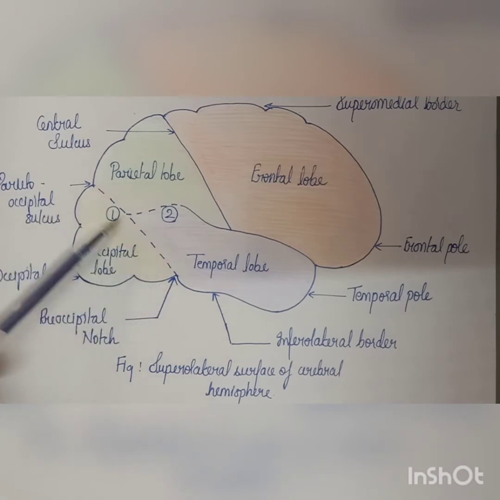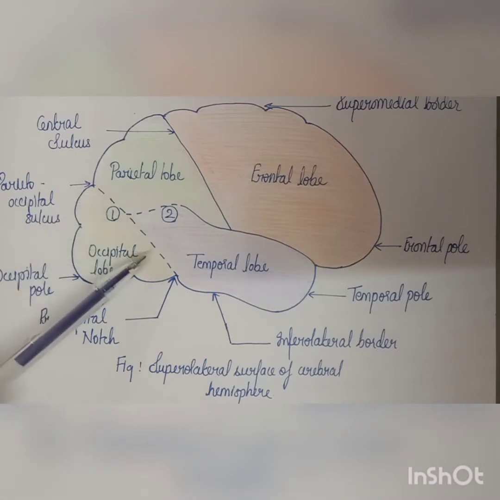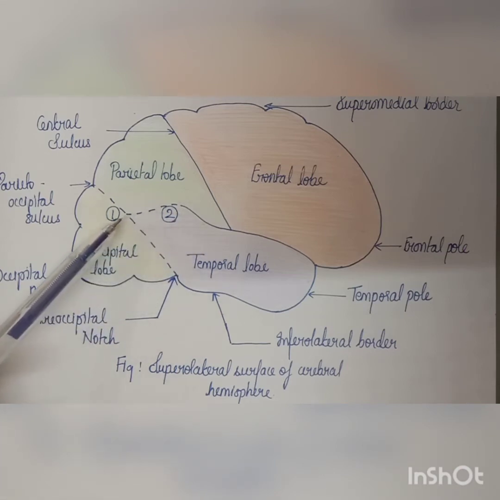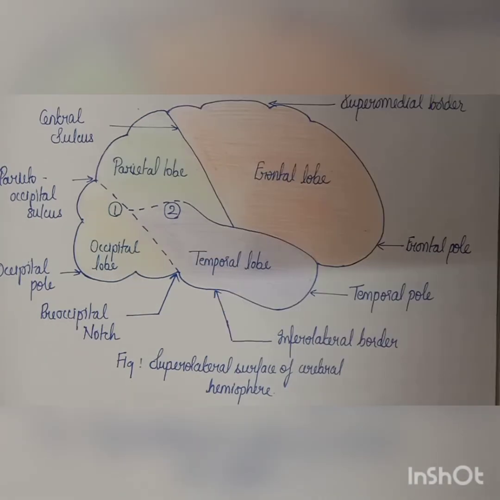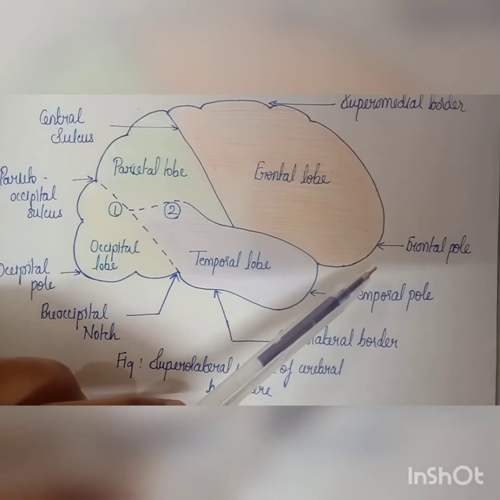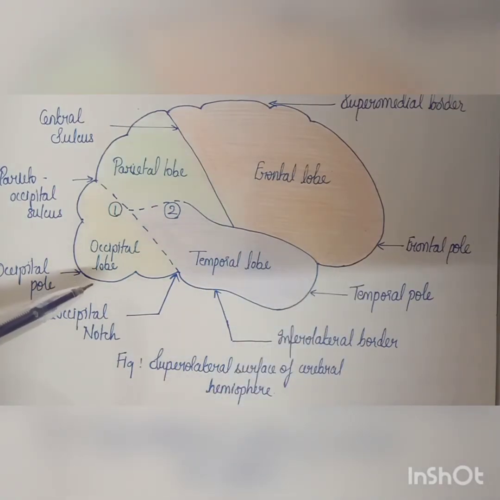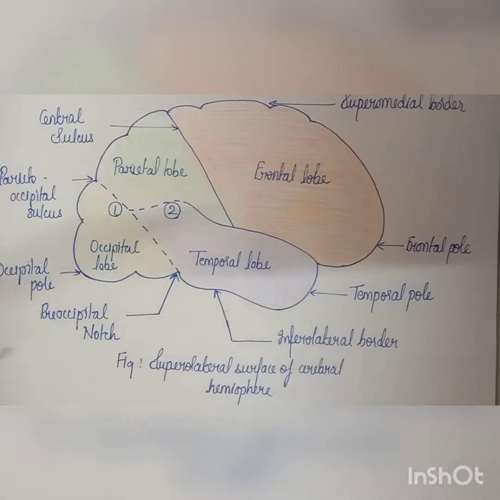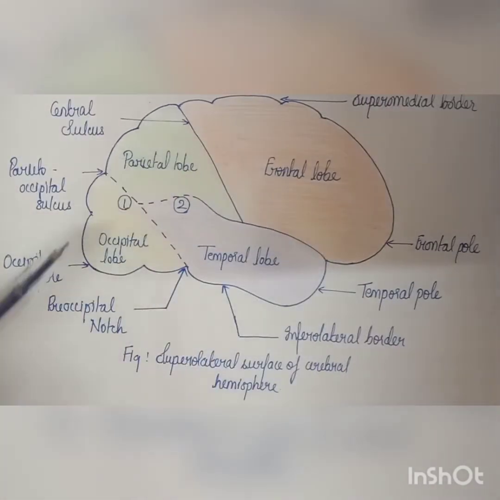The two imaginary lines finally form the four lobes. The first is formed by joining the parieto-occipital sulcus to the preoccipital notch, and the second is formed by the extension of the posterior ramus of the lateral sulcus to the first imaginary line. The poles of the cerebral hemisphere include the frontal pole, which is on the anterior end, the occipital pole, which is on the posterior end, and the temporal pole, which is the anterior end of the temporal lobe. Divisions of these lobes are best appreciated on the superolateral surface.